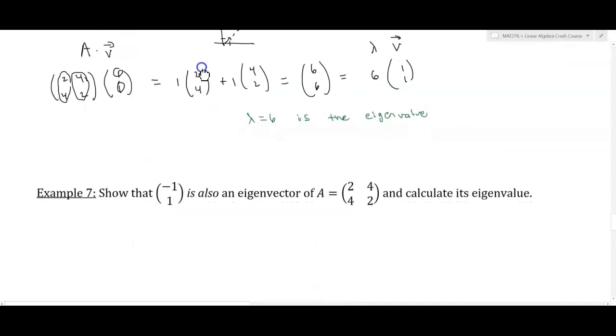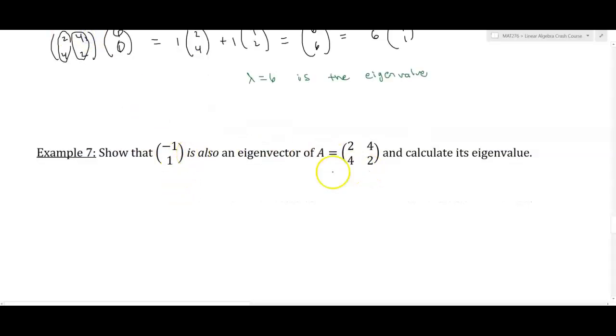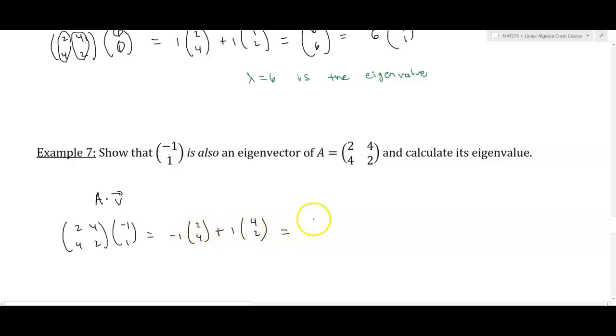Okay, let's do a couple more examples. We're almost done here, and let's show that negative 1, 1 is also an eigenvector of this matrix. Again, we're going to multiply it and see if what comes out is just a scaled version of what went in. So 2, 4, 4, 2 multiplied by negative 1, 1. The negative 1 is going to multiply the 2, 4 vector. The positive 1 is going to multiply the 4, 2 vector. And when you add those together, you're going to get negative 2 plus 4, and then negative 4 plus 2 is negative 2.